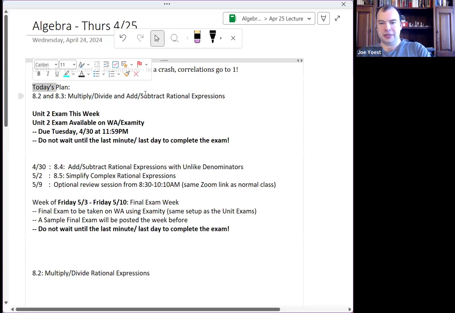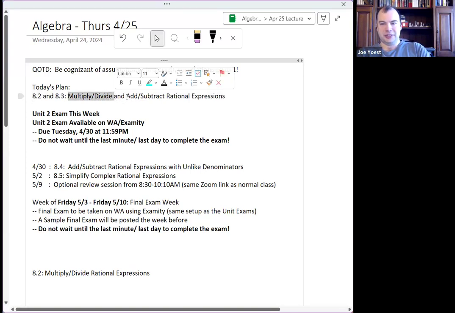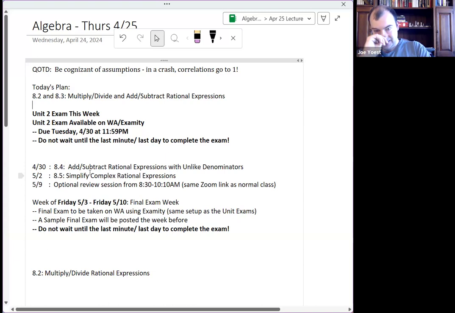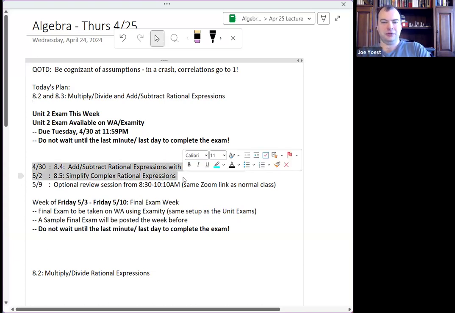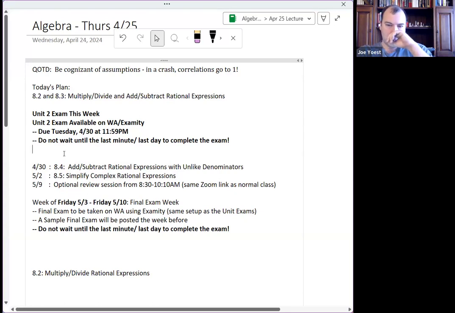Okay, so the plan for today is to continue on with Chapter 8, Rational Expressions. We'll discuss multiplying and dividing rational expressions and adding and subtracting rational expressions with like denominators. And next week, we will finish up Chapter 8, adding and subtracting with unlike denominators, and then simplifying complex rational expressions. So Chapter 8 will also be a good review of factoring.